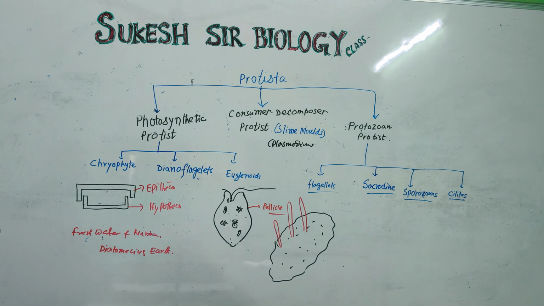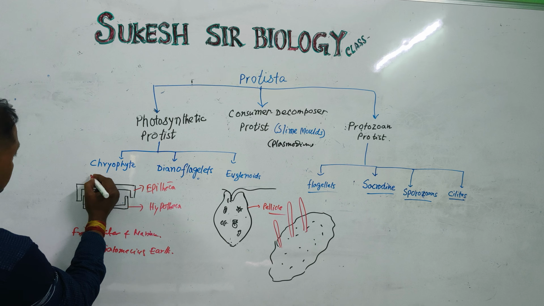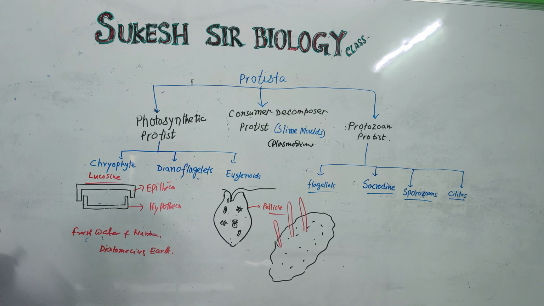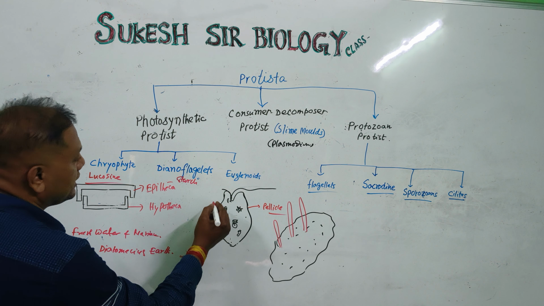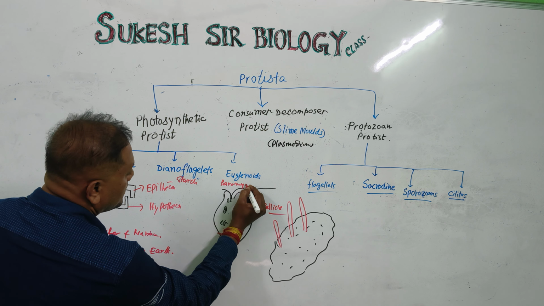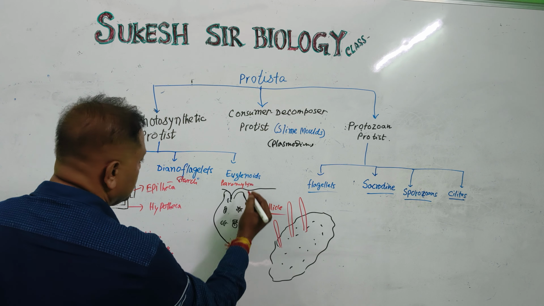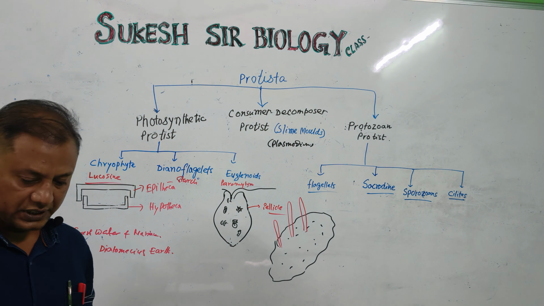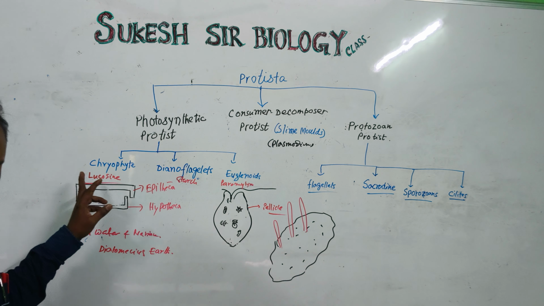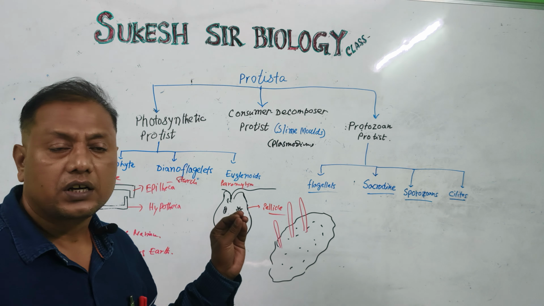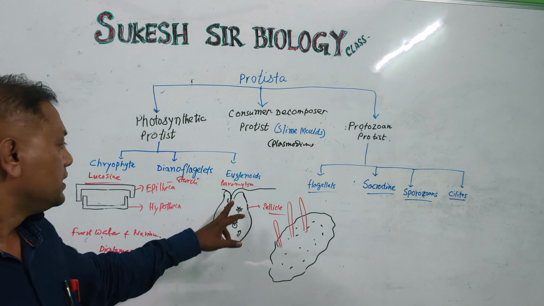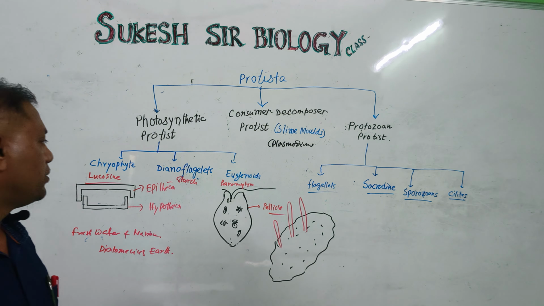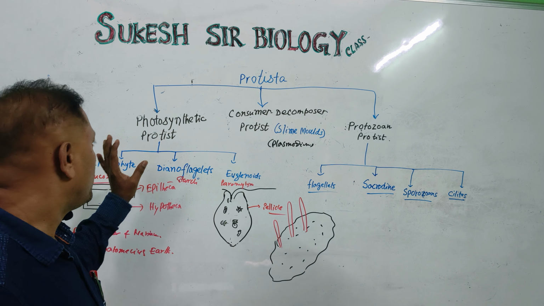If we think of the stored food, the stored food of chrysophytes is called leucosin. In dinoflagellates the stored food is starch, and in euglena it is paramylon. These are the stored foods of the various types of photosynthetic protists. In chrysophytes we see pigments like chlorophyll A, chlorophyll C, fucoxanthin, and beta carotenes as photosynthetic pigments. In dinoflagellates you see chlorophyll A, chlorophyll C, and xanthophylls. In euglenoids we find chlorophyll A and chlorophyll B as photosynthetic pigments.